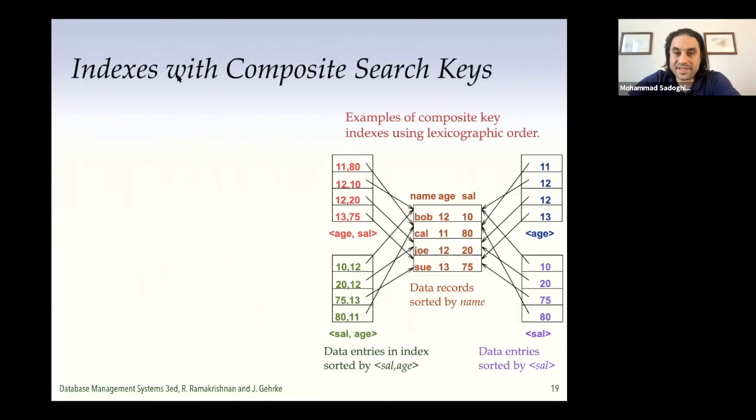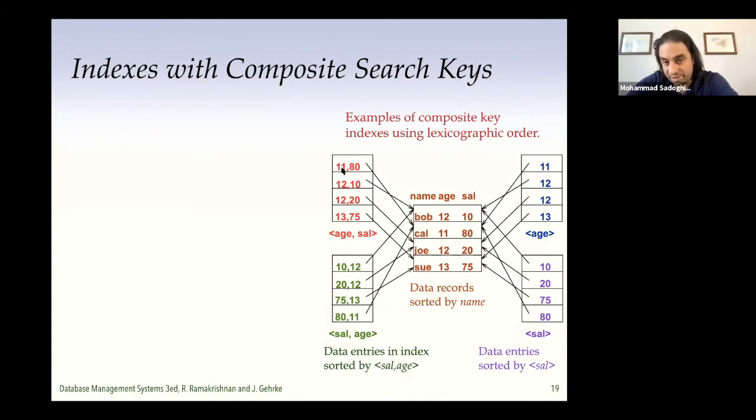So a couple more examples here. I could have a table of data records with name, age, and salary, and I could have different kinds of indexes built. I could build an index on salary. For age 10, point to record 10. For 20, point to record 20. I could build an index on age only. I could also build a composite index that is age and salary.